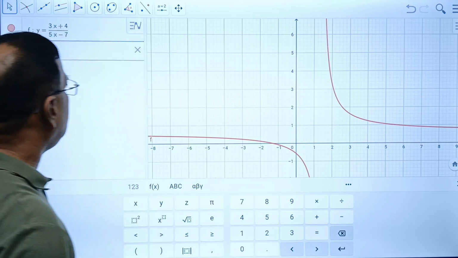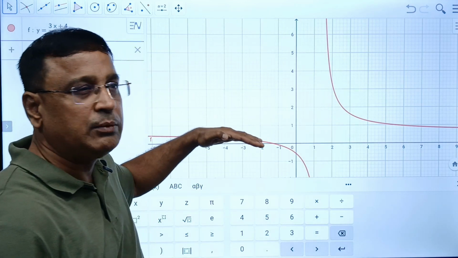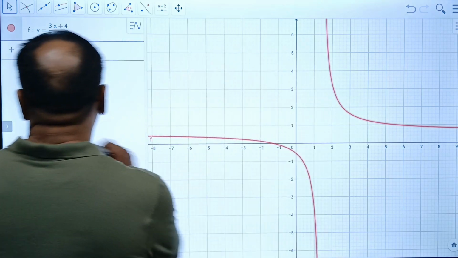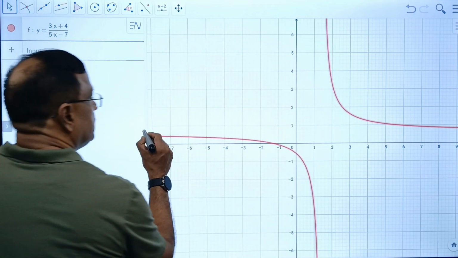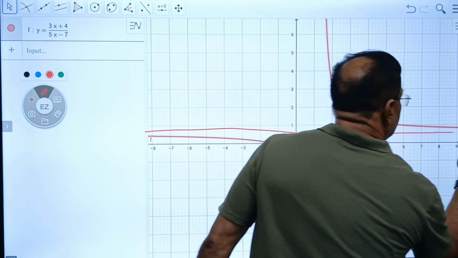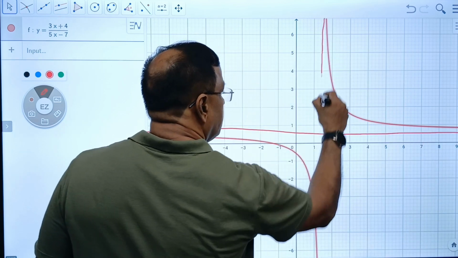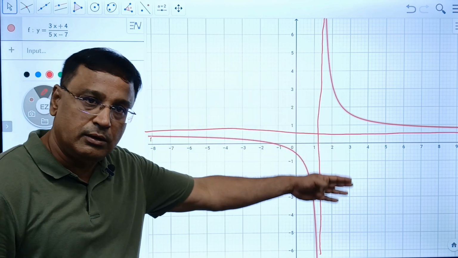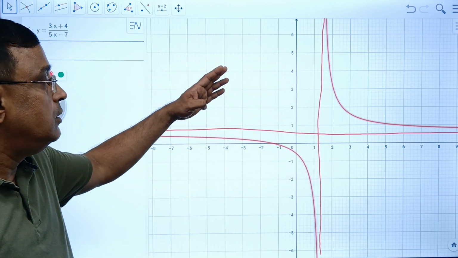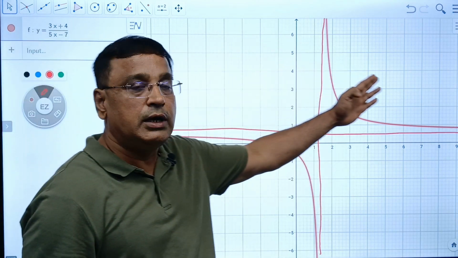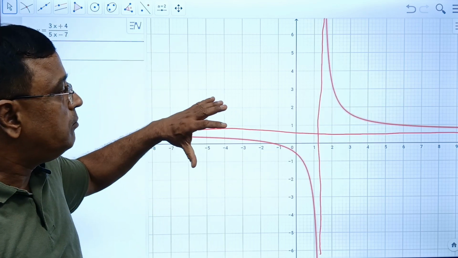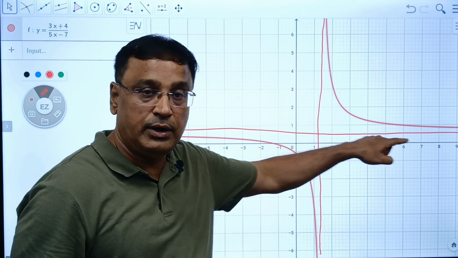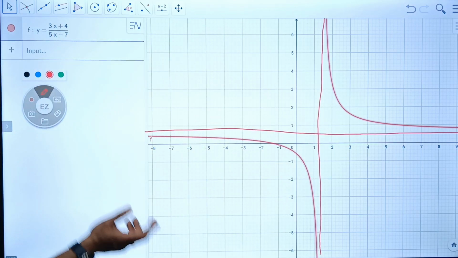So similarly at 3 by 5. 3 by 5 is like 0.6. See, at 0.6 it's not defined. This is 0.6, it's not defined. And similarly it's not defined here. Correct? Therefore, the domain is all real numbers except 7 by 5. It is definitely 1 to 1 because the horizontal line test works. And my range will be all real numbers except 3 by 5. Except 3 by 5. Okay, therefore it's onto.